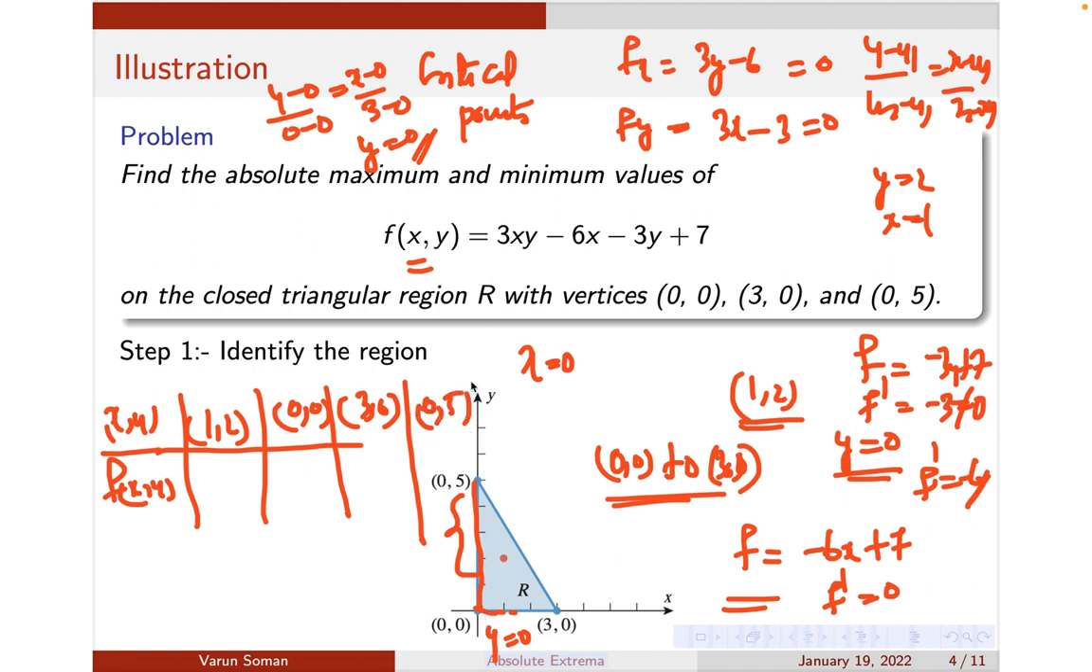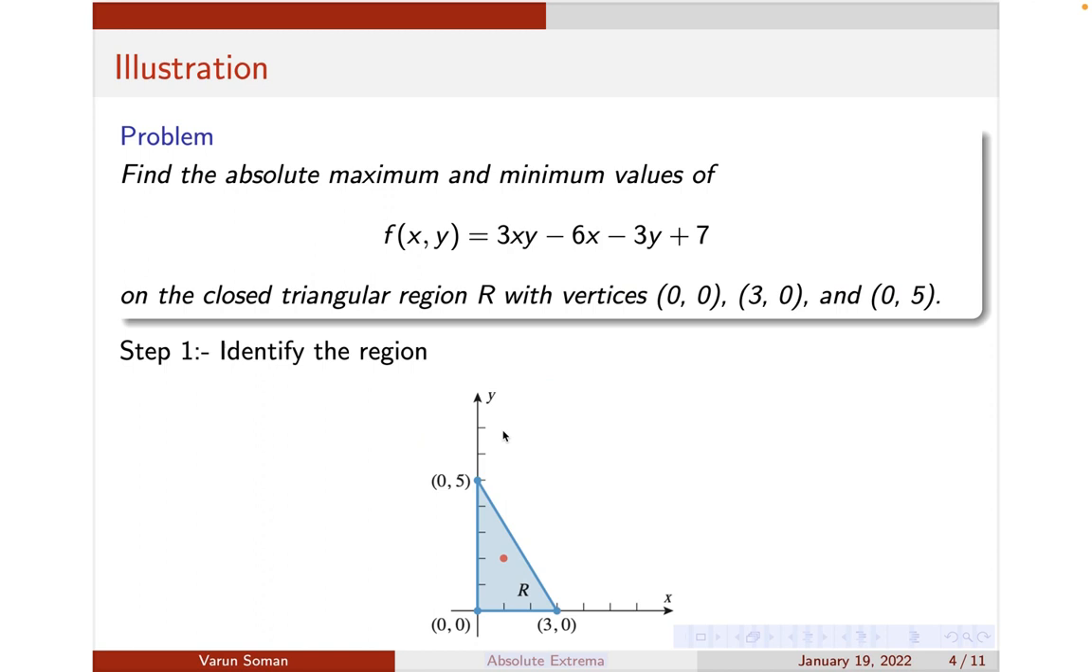Now if you look closely, what are we actually doing here? In the boundary case, you are actually converting the two variable function into a one variable function. You are just removing either x or y to make it a one variable thing, so that you can use the concepts of one variable calculus there. Okay, so that is the idea here. If you have understood the idea, now let us look at the third boundary.